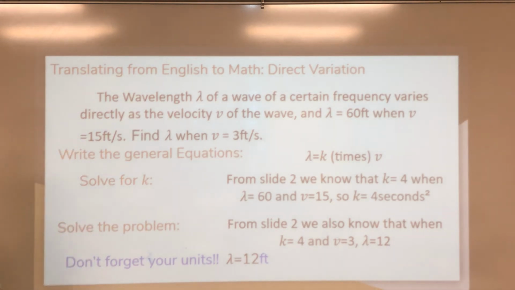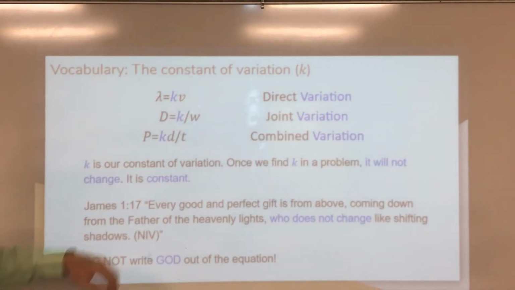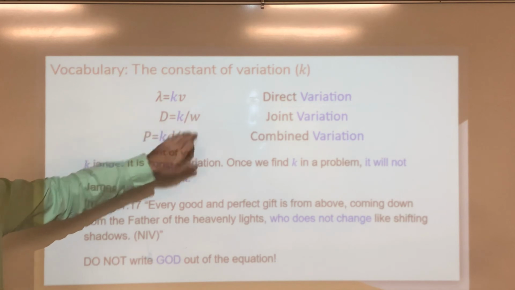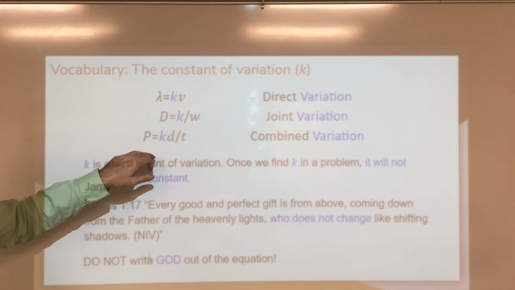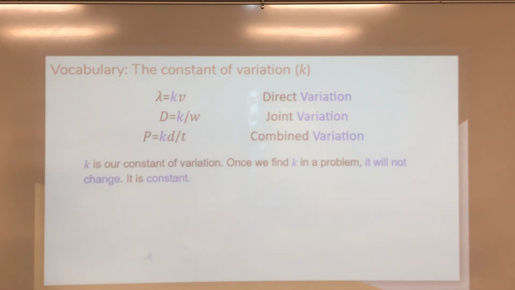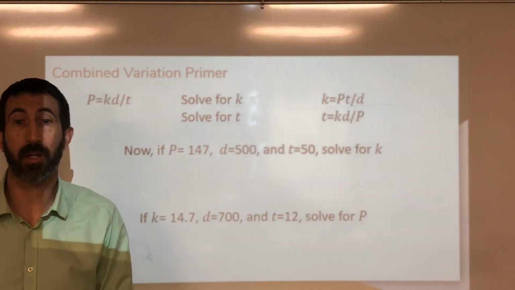Remember, we're looking for direct variations, which is k times, inverse, which is k divided by, and combined, which is k times and divided by. So, all right, let's get to work.